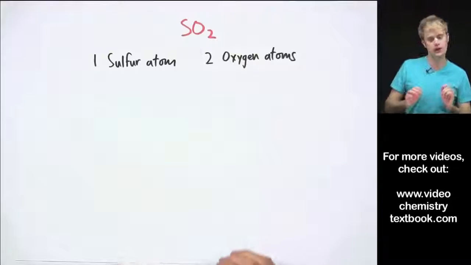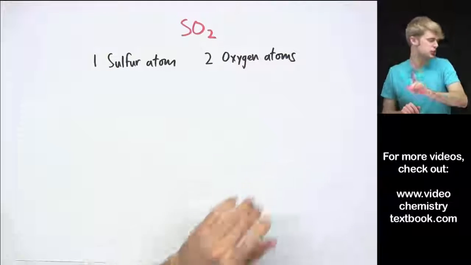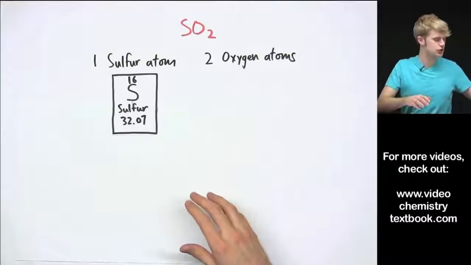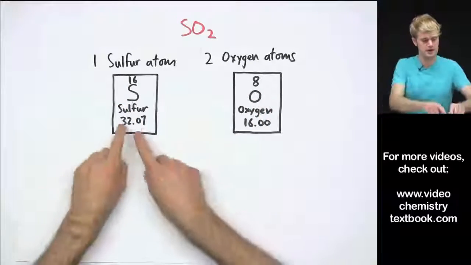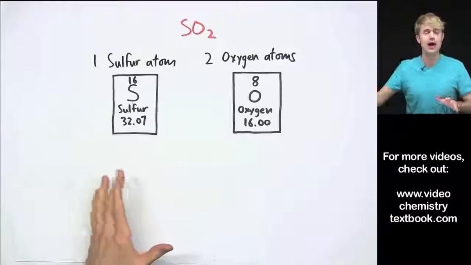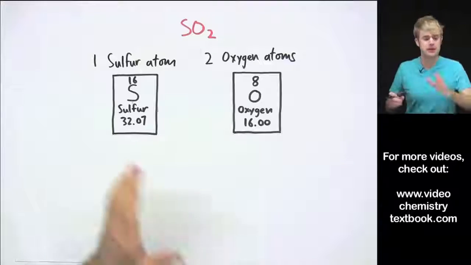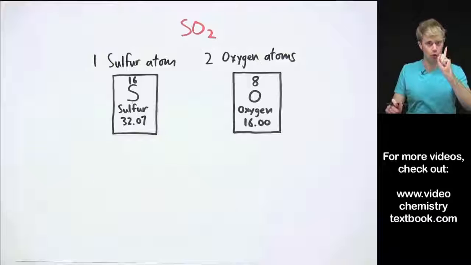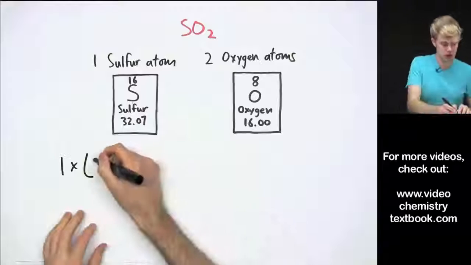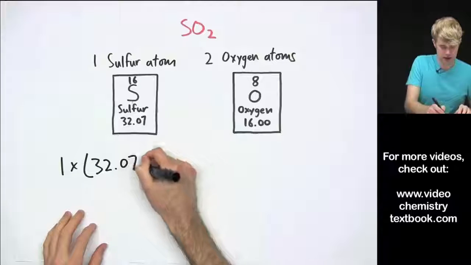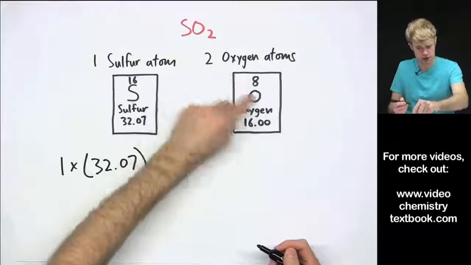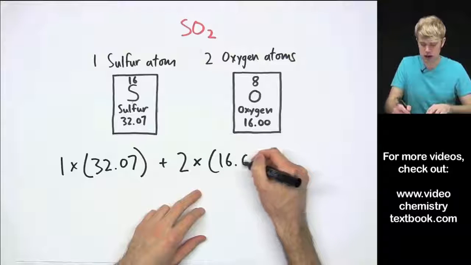Now, we need to figure out how much sulfur atoms and how much oxygen atoms weigh. And we can do that from the periodic table. So we look up sulfur and oxygen on the periodic table, and this is what we find. And these numbers here are how much these various atoms weigh. So now we add these together, keeping in mind how many of each atom we have. So we have one sulfur atom, so I'll do 1 times how much sulfur weighs, which is 32.07, plus 2, because I have two oxygens, 2 times how much oxygen weighs, which is 16.00.